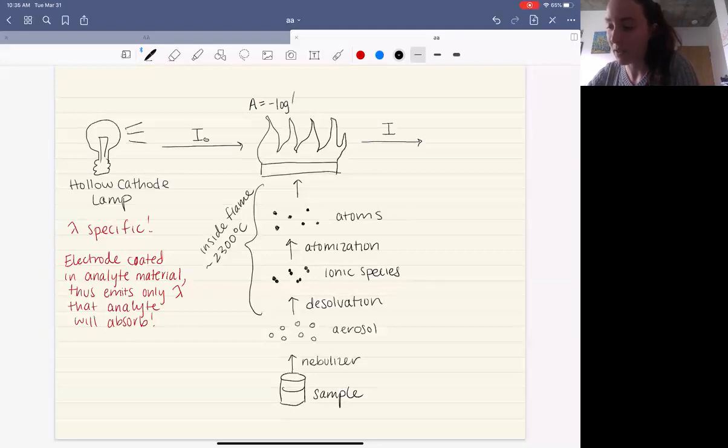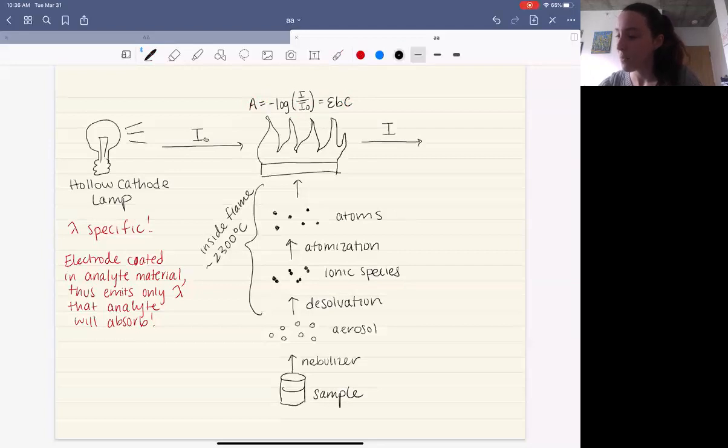And so we have this Beer's law relationship. Okay, as the concentration of our sample increases, we're going to have a lower transmittance of light, or in other words, a higher absorbance.